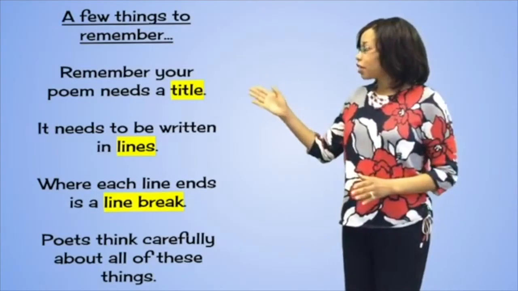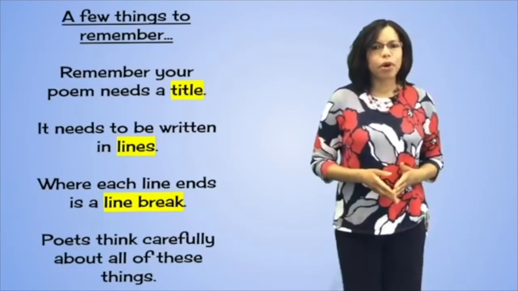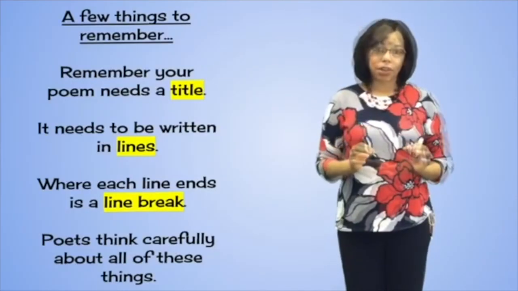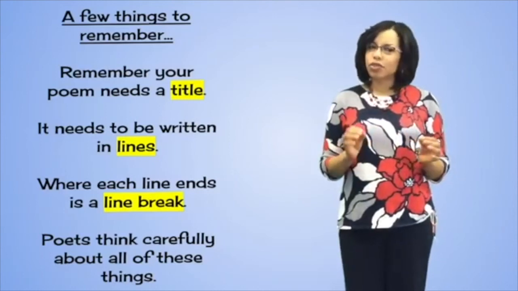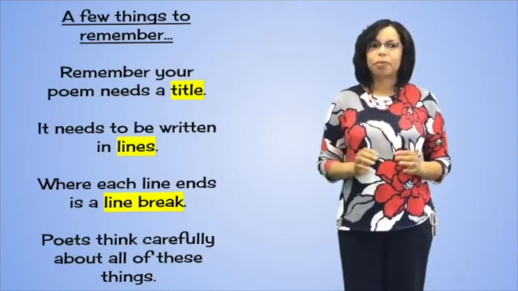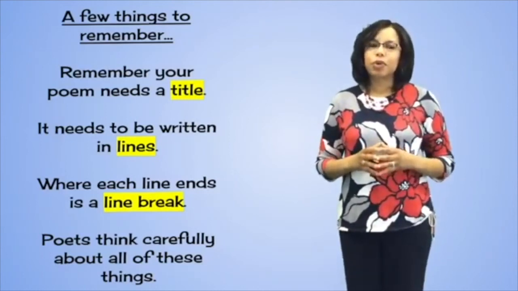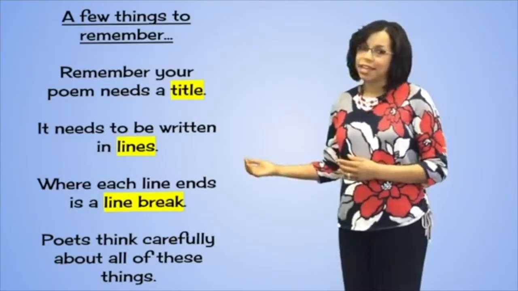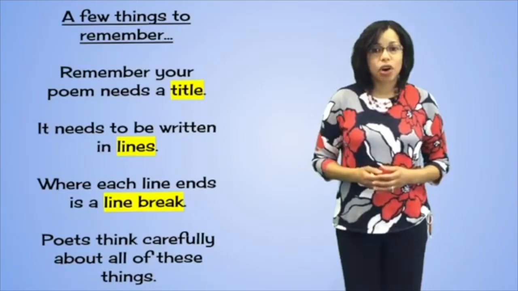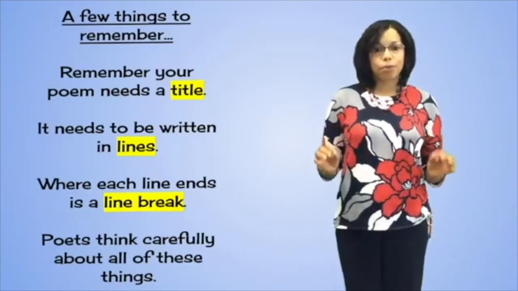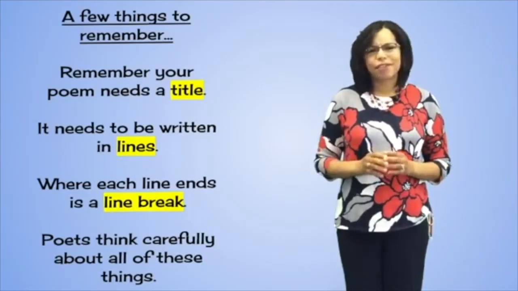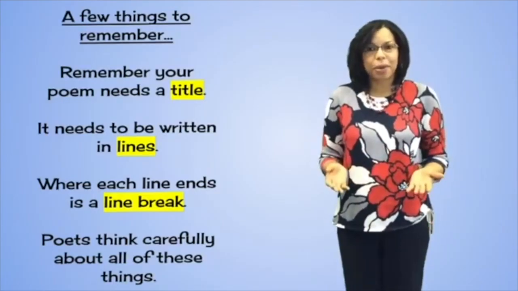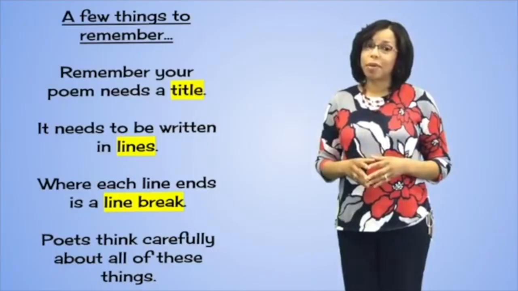But before you do that, there are a few things that you have to remember. So let's look at our list here. We have to remember that your poem needs to have a title. An essay, poets do things just a little bit differently. Next, you need to remember that you have to be careful about where you're going to end each line. That is called your line break. Poets think very carefully about all of these things. And since you're becoming a poet, you got to think carefully about these things too.